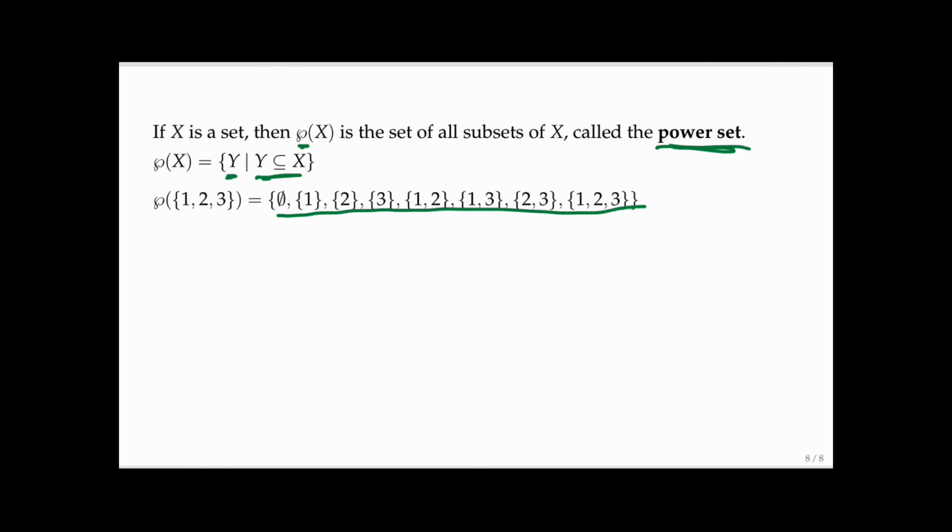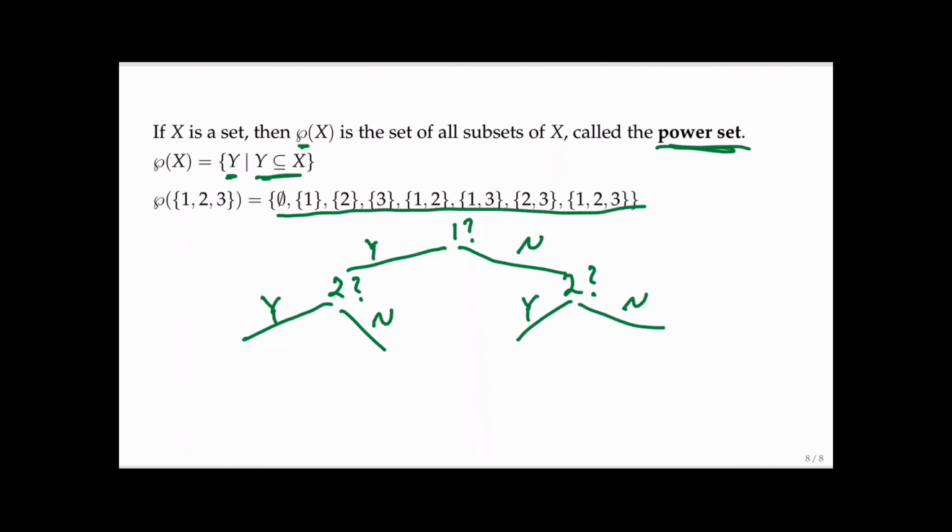So to figure out what the power set is, we have the set {1, 2, 3}, and I ask for 1: is 1 an element of the subset, or is it not an element? And then you ask, what about 2? Is 2 an element of the subset, yes or no? Maybe it is, maybe it isn't. And then we can finally ask about 3. Is 3 an element of the subset? And again, for 3, we can say either yes or no.